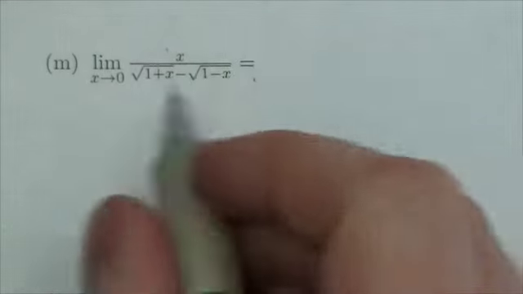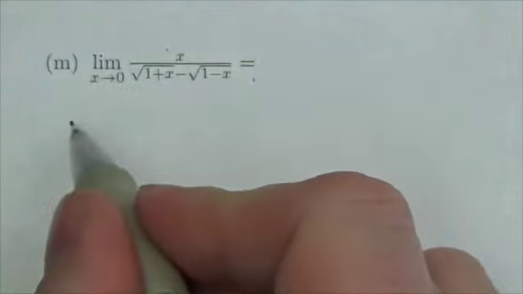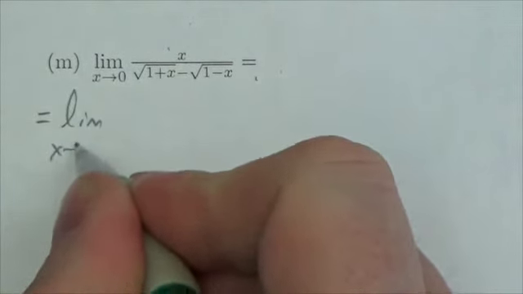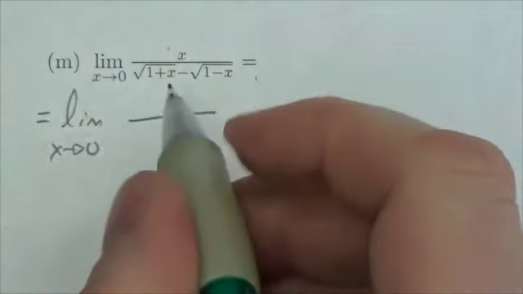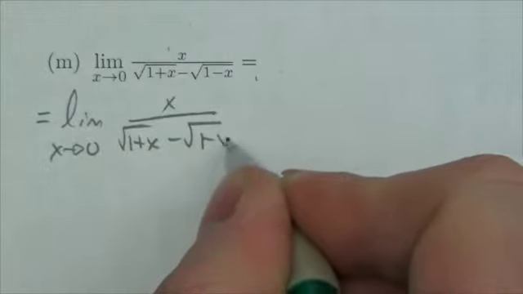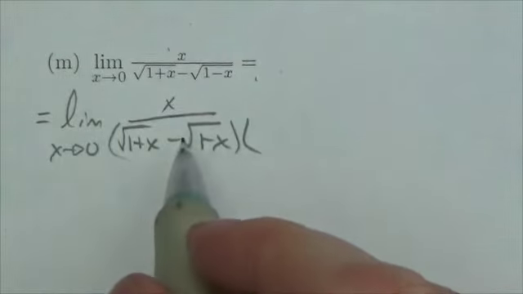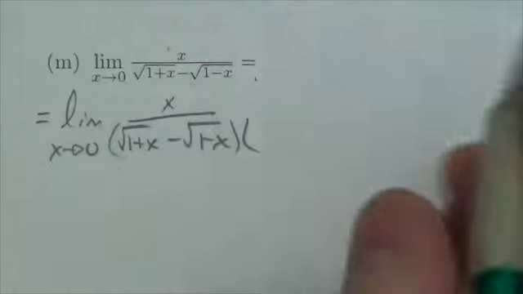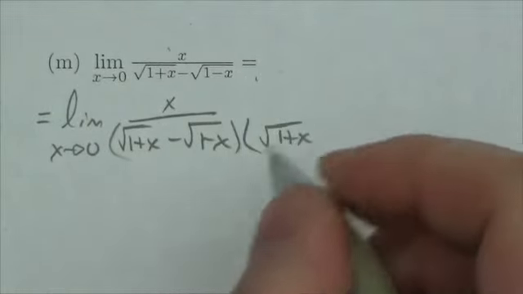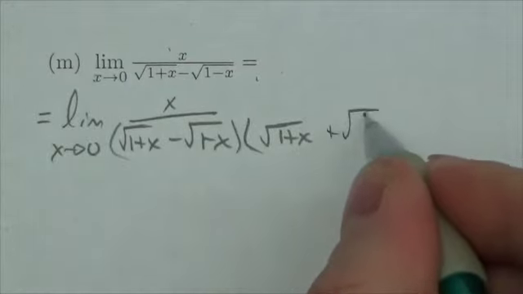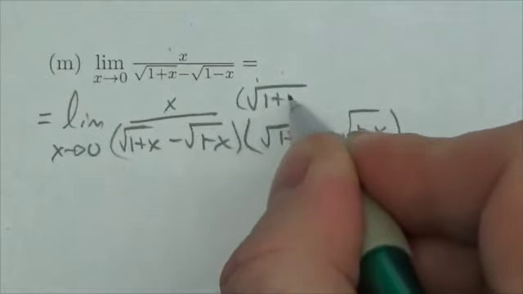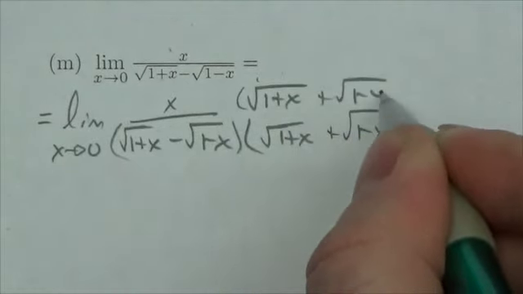So I've got a little bit of work to do, and I'm going to give myself a little bit of room. I'm going to start a little bit further to the left than I normally do. So this will be the limit as x approaches 0 of x over, okay, root 1 plus x minus root 1 minus x. Now, I think it should be pretty clear that what I need to do is rationalize that denominator, which means multiplying by, in the denominator, root 1 plus x plus root 1 minus x. So then it's the same thing in the numerator, plus root 1 minus x.